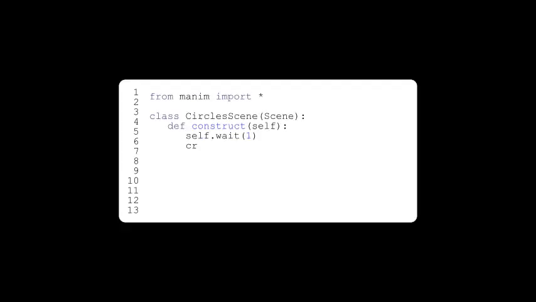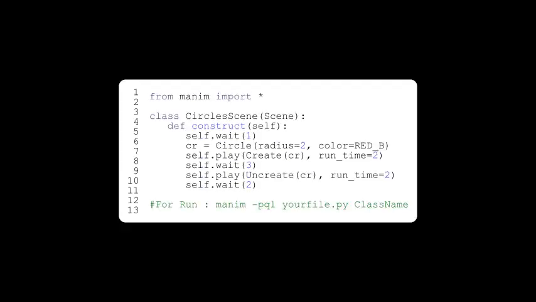Code explanation. To recreate this, you just need a few lines of Python code. Create a scene, define a circle, and use the create and uncreate functions to animate it. Easy, right? Now, you can showcase your mathematical concepts dynamically.